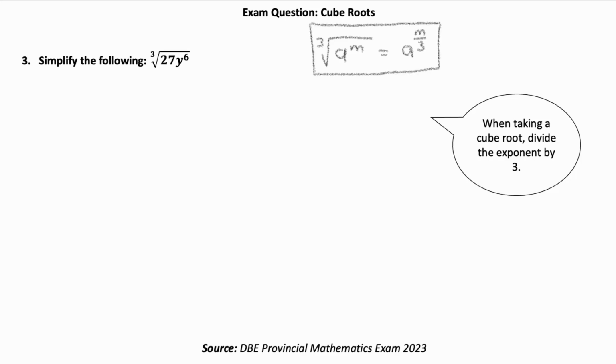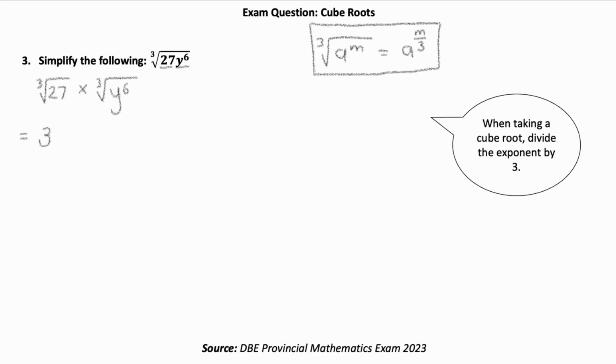So inside the cube root we have two parts, a number and a variable. The number is 27 and the variable part is y to the power of 6. So we can split this into two cube roots. The cube root of 27 multiplied by the cube root of y to the power of 6. Now we are going to simplify each part separately. Let's start with the number. Now the cube root of 27 is 3 because 3 times 3 times 3 is equal to 27. So this will be 3.